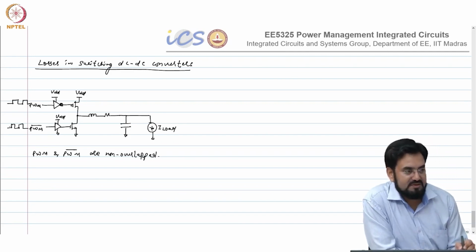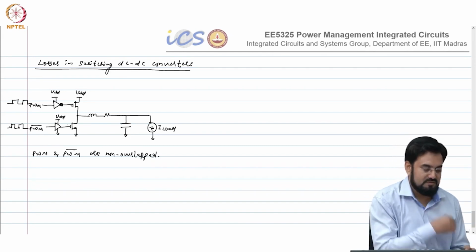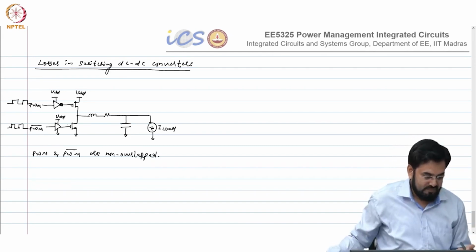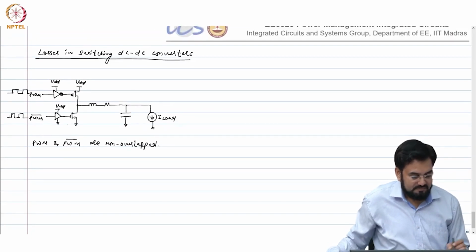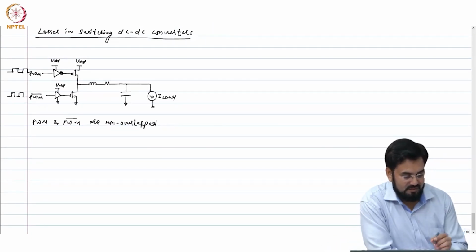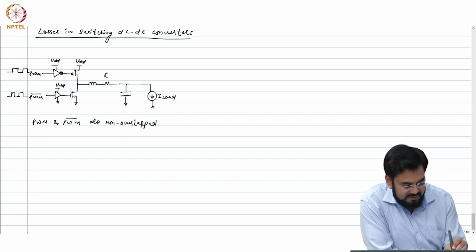Since this is a PMOS, we want to invert it. So when PWM is high, this will be on, and when PWM bar is high, this will be low. So this is your RDCR, and this is your R on P.